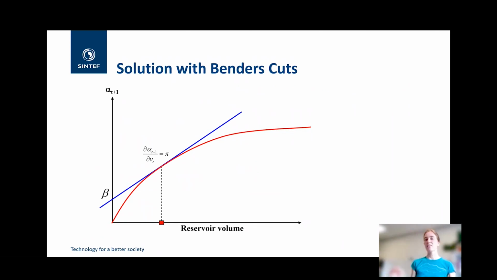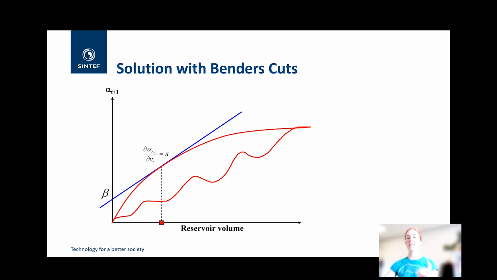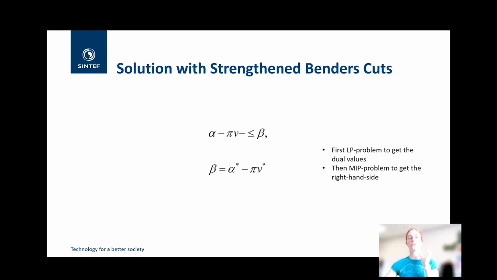For this linearized constraint, we get a cut that is spot on, as both the cut right-hand side and the slope come from the LP problem. However, in the actual non-linearized constraint, we see that the cut does not really constrain the future expected income. So we try this solution with strengthened Benders cuts. We still get the slope of the cuts from the LP problem, but now we get a right-hand side from the MIP problem that uses the non-linearized constraint.